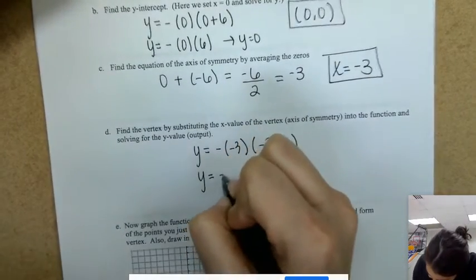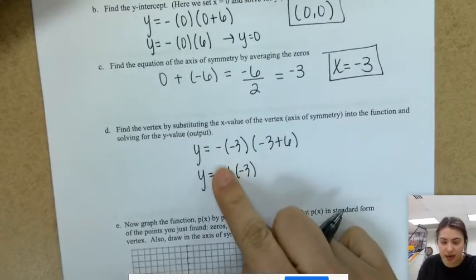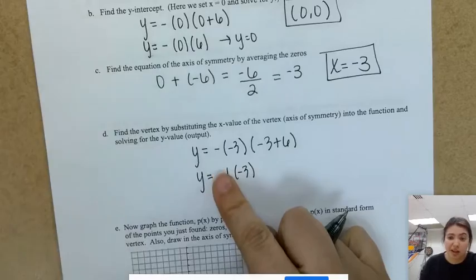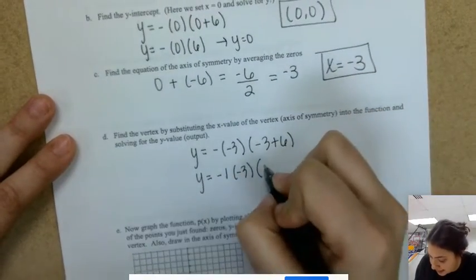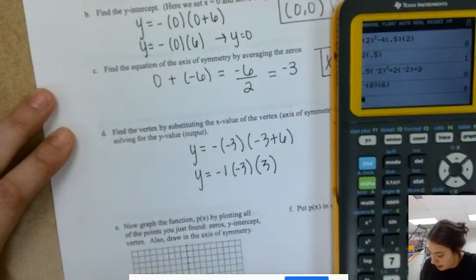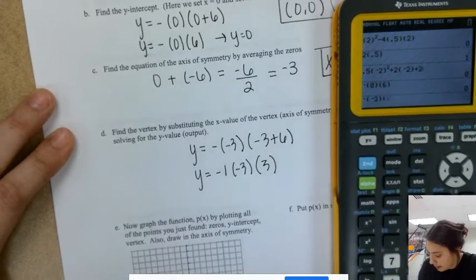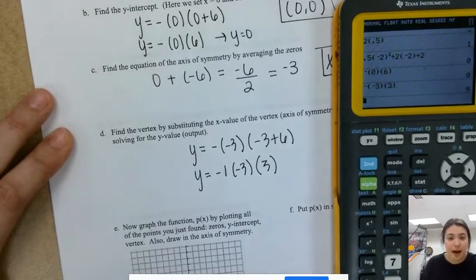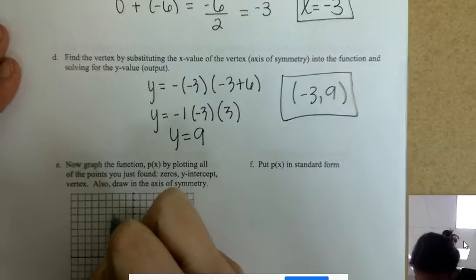Y is equal to -1 times -3. That -1 is really right there. You can write the -1, or you could leave it as just negative. It's a personal choice. -3 plus 6 is just +3. So if we plug that into our calculator, -1 times -3 times +3 is going to give you a +9. Y equals +9.